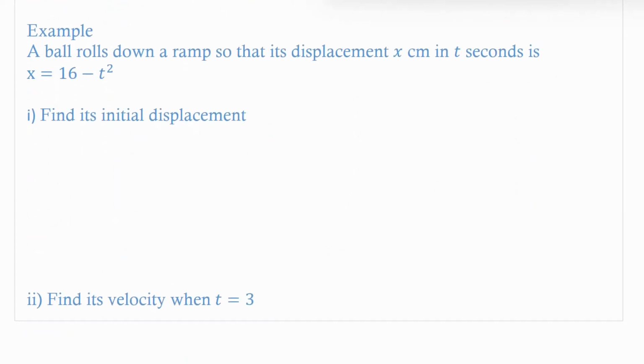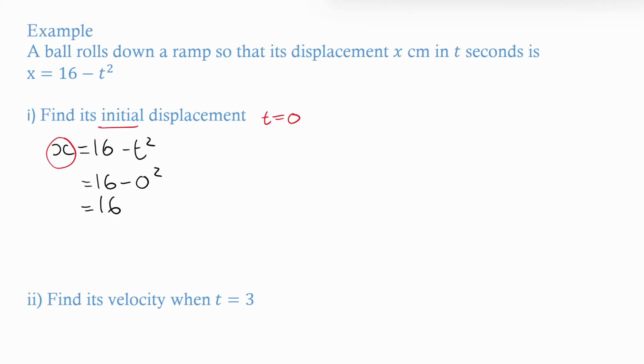So here we have an example. A ball rolls down a ramp, so that its displacement x centimeters in t seconds is 16 minus t squared. So I'm going to write that out first: x equals 16 minus t squared. Now it's asking to find its initial displacement. Because it's x, I already know we're dealing with displacement, so I don't need to do any differentiation. And because it says initial, I know that time equals 0. So x equals 16 minus 0 squared, which is 16. We have an initial displacement of 16 centimeters.